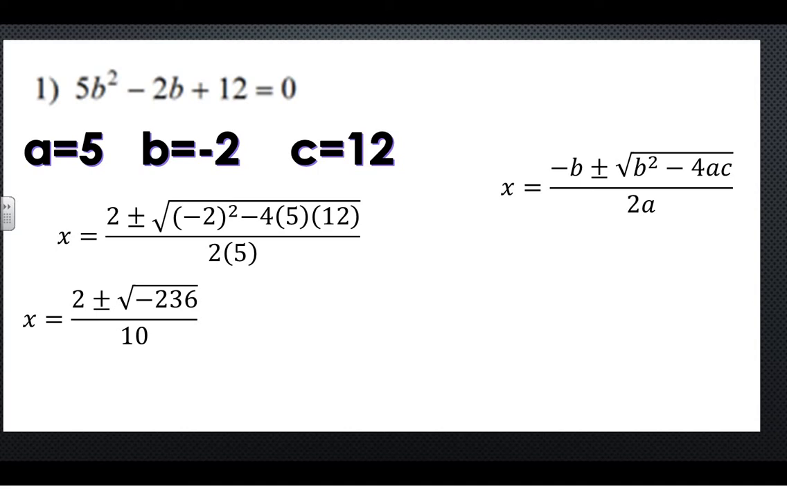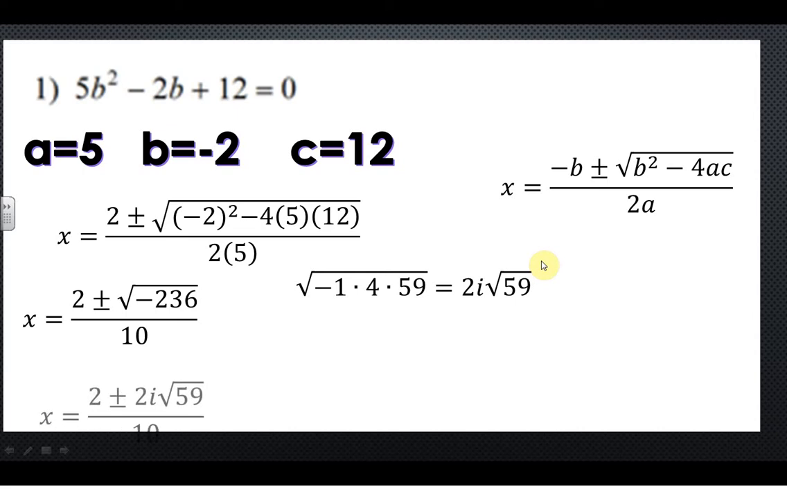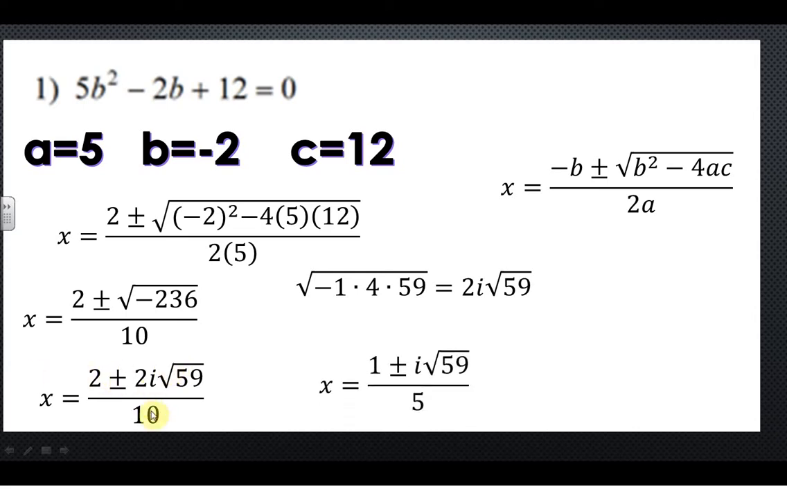Oh, and then guess what, people? There's a negative underneath. I'm not scared because I know that the square root of -1 is i. But first, you got to take 236. You got to find your perfect square, which happened to be 4 times 59. Then you take the square root of -1, which is i. Square root of 4 is 2, so that pops out. So then you put it back into your formula. And then you got to simplify your coefficients. So 2, 2, and 10. Not the 59. 2 comes out of all of them. Bam. And there's your final answer.